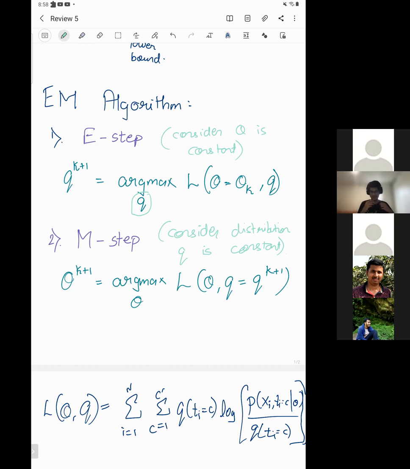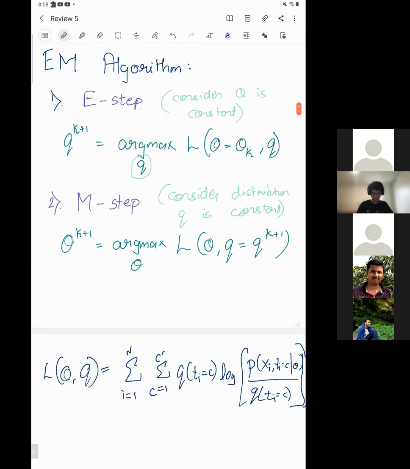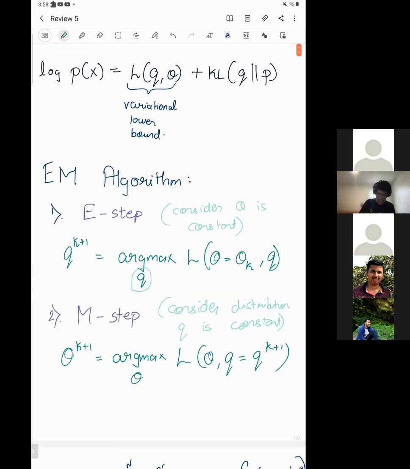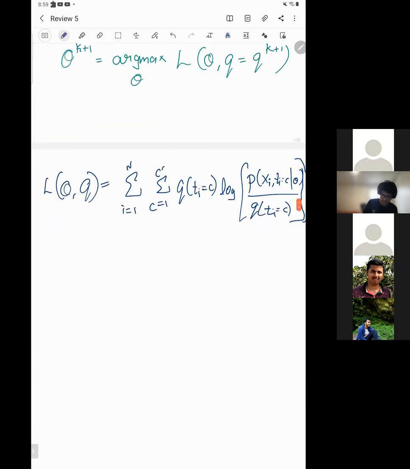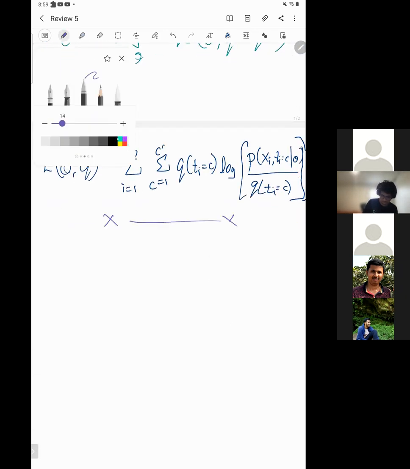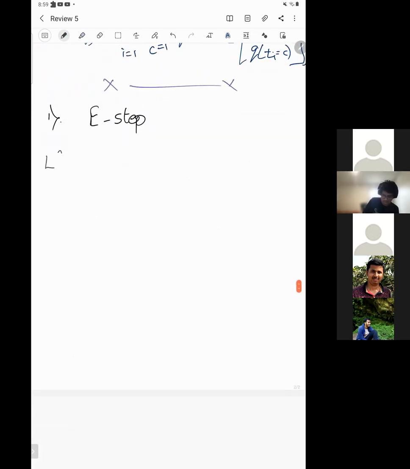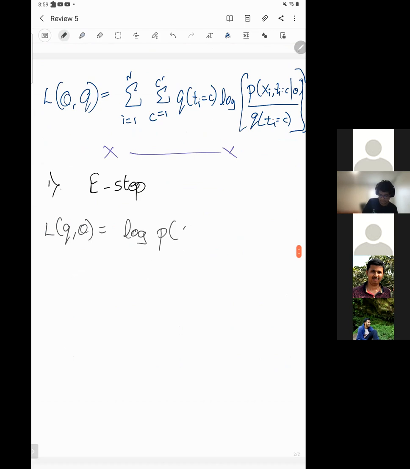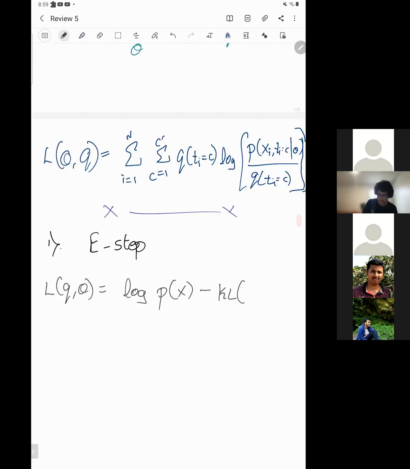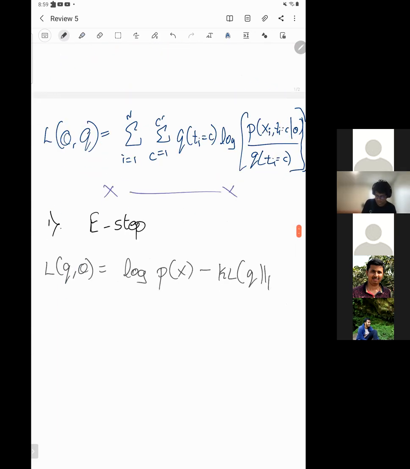It deals with how changing a function changes our original equation. Luckily we don't need to dive into that, because from this equation we can write L of Q, theta as log of p(x) minus the KL divergence of this term.